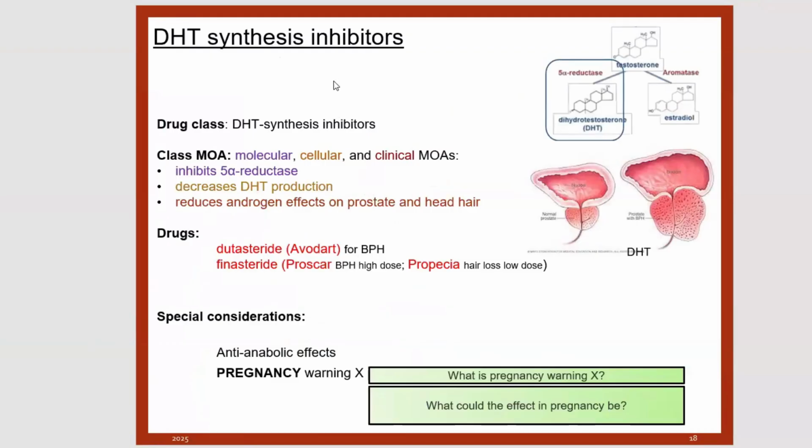Okay, so we have those DHT synthesis inhibitors. You guys already know how these work. The molecular mechanism of action is inhibiting 5-alpha reductase. The cellular effect is to decrease DHT production, and the clinical effect would be to reduce androgen effects on prostate and head hair. And then the drugs are dutasteride and finasteride.